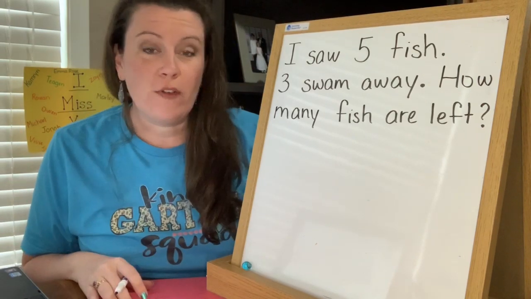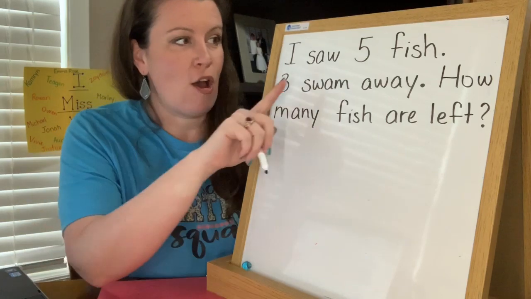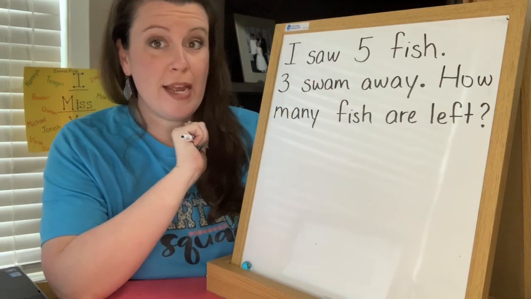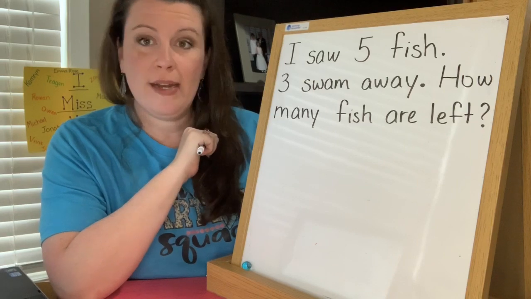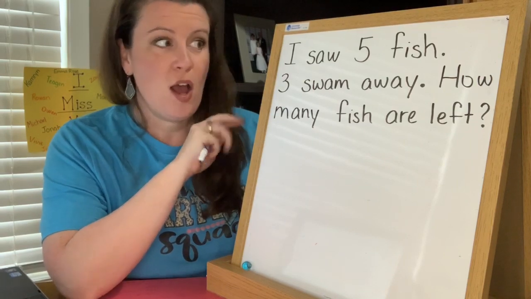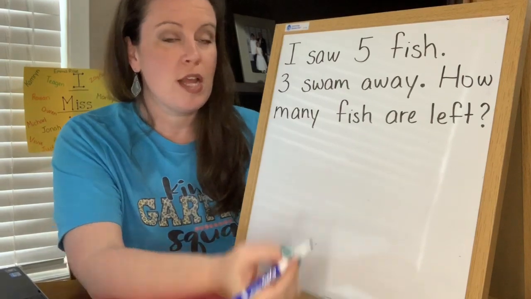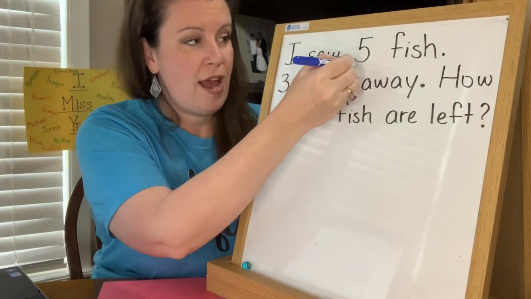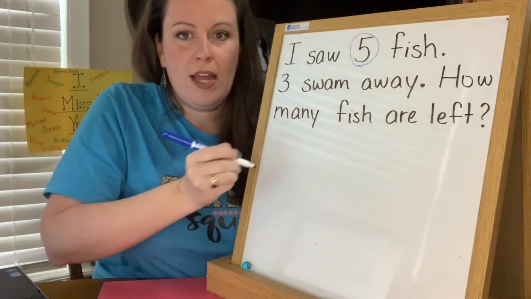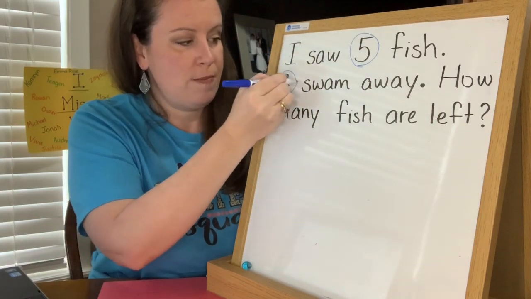Okay, so our first word problem says, I saw 5 fish. 3 swam away. How many fish are left? Okay, so whenever you see a word problem, the first thing you want to do is look for your numbers. I'm going to circle my numbers. I have the number 5 and I have the number 3.